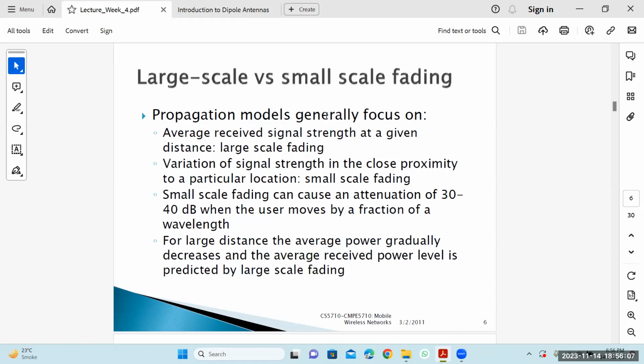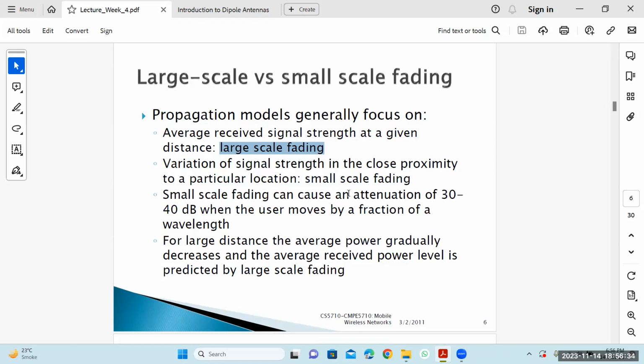Propagation models generally focus on the average received signal strength at a given distance, and that is large scale fading. I repeat again, average received signal strength. Average is an important word over here. The average received signal strength at a given distance is the large scale fading, and the variation of the signal strength in the close proximity to a particular location is the small scale fading.